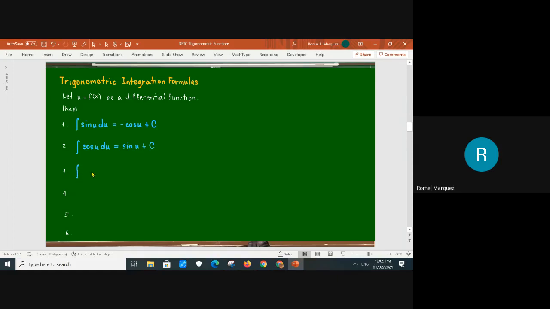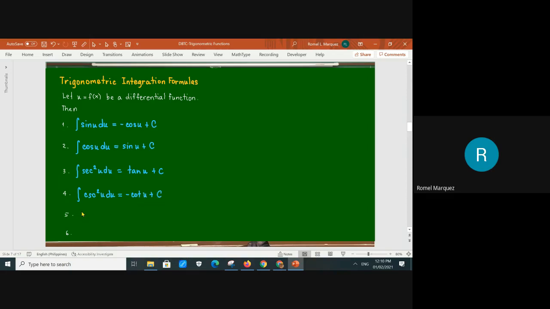For the third one, we have the integral of secant squared u du, which is tangent u, because the derivative of tangent is secant squared. Notice that I skipped tangent because that is a special case. It's not purely trigonometric after evaluation for the tangent. Then the integral of cosecant squared u du is equal to negative cotangent u, then plus c.